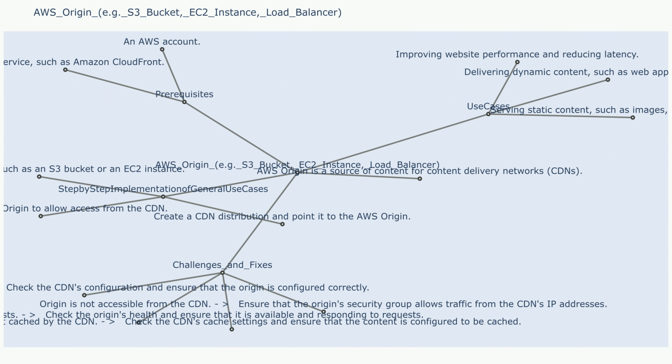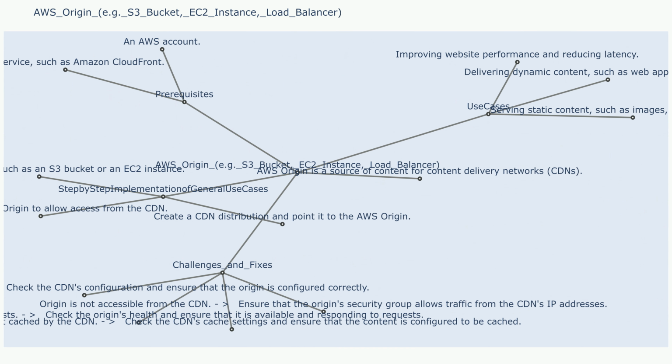Content is not cached by the CDN. Check the CDN's cache settings and ensure that the content is configured to be cached. Ensure that the content type is configured to be cached in the CDN settings. Check the cache control headers in the origin's responses to see if they are set to allow caching. The cache control header in the HTTP response from your origin server should indicate that the content can be cached.